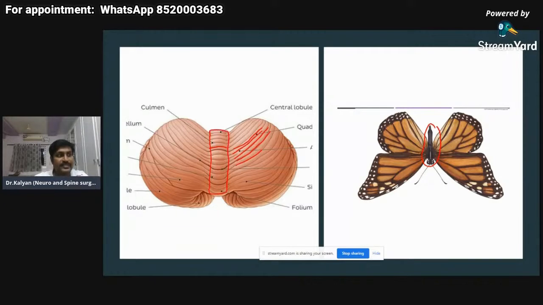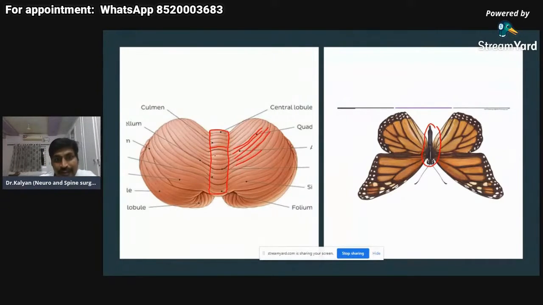So this is the vermis of the cerebellum. Are you all able to hear me? At least let me know whether you are able to hear me or not. Fine.